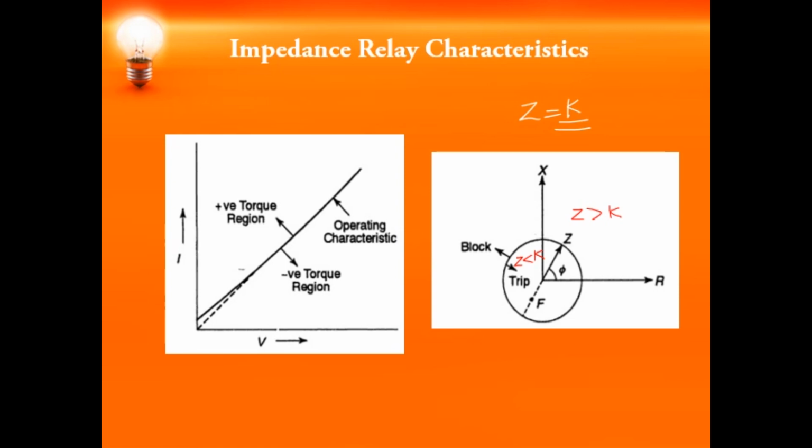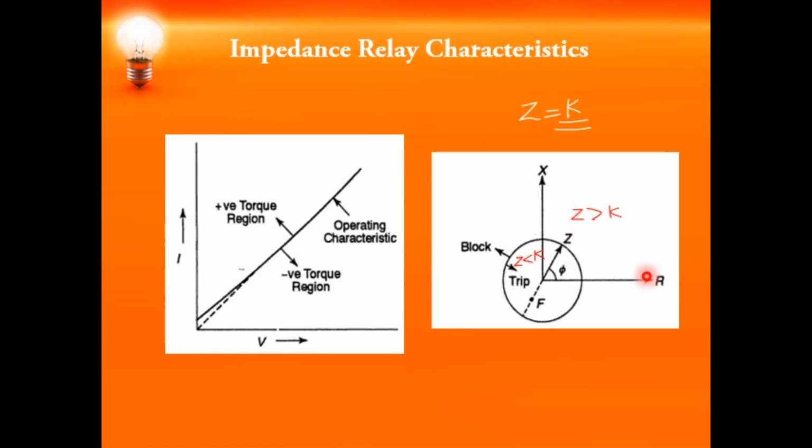So if a fault point is on the protected section of the line, then the relay is going to operate. For any fault within this circle, the relay is going to operate. If a fault lies outside the circle, then the relay is not going to operate. That zone we call the blocking zone. Okay, the region outside the circle we call the blocking zone.